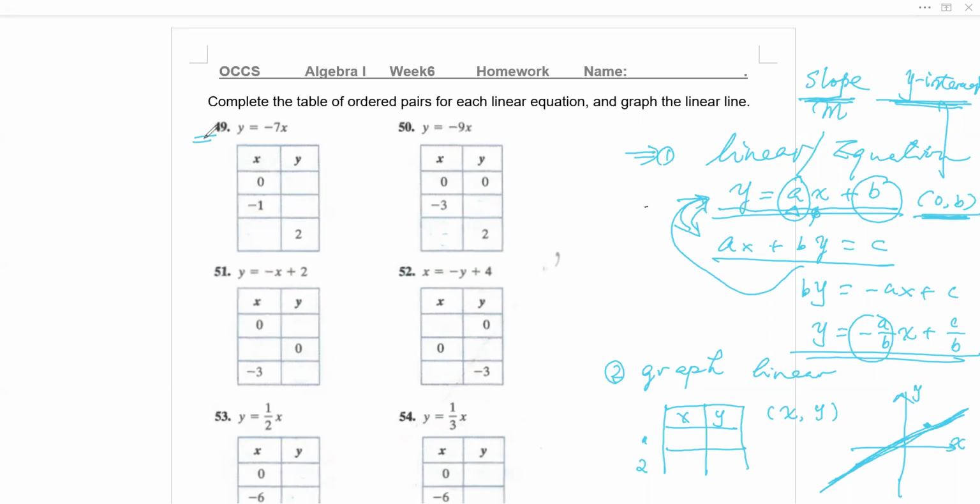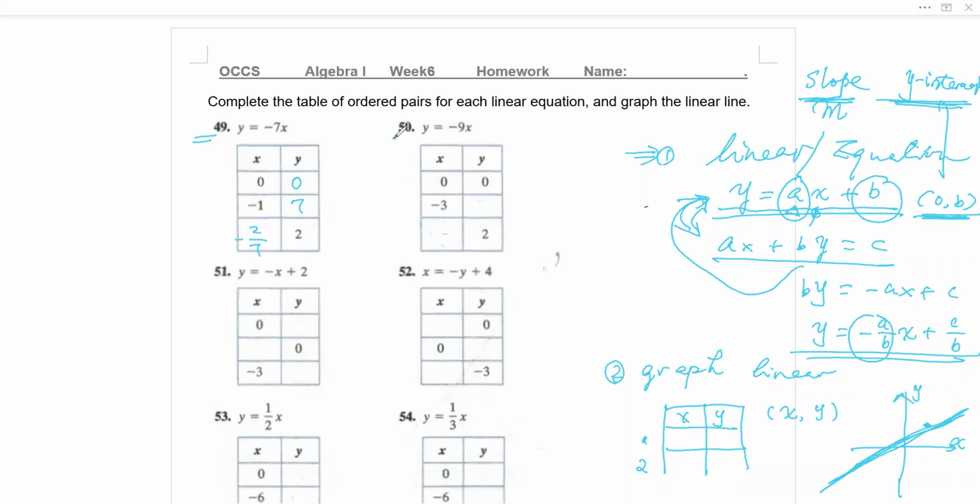See number 49. The pairs for these kinds of linear equations: if x equals 0, y equals 0, right? If x equals -1, y equals 7. If y equals 2, x equals what? It's -2 over 7, right?